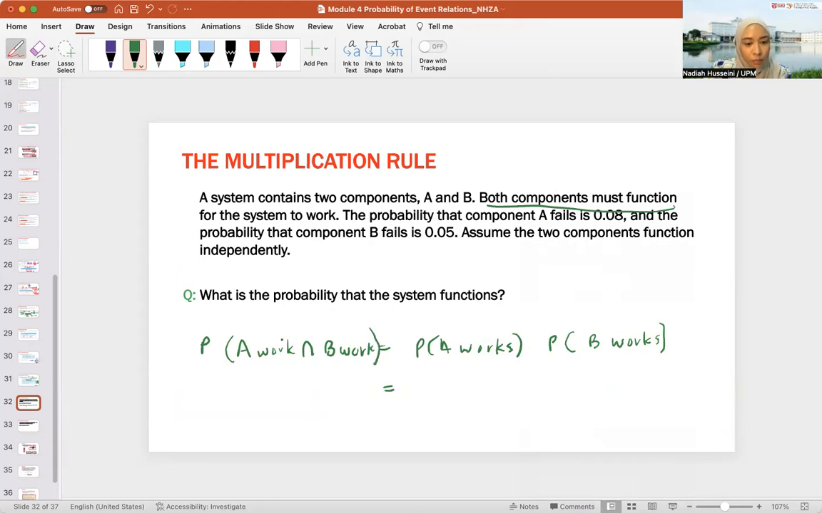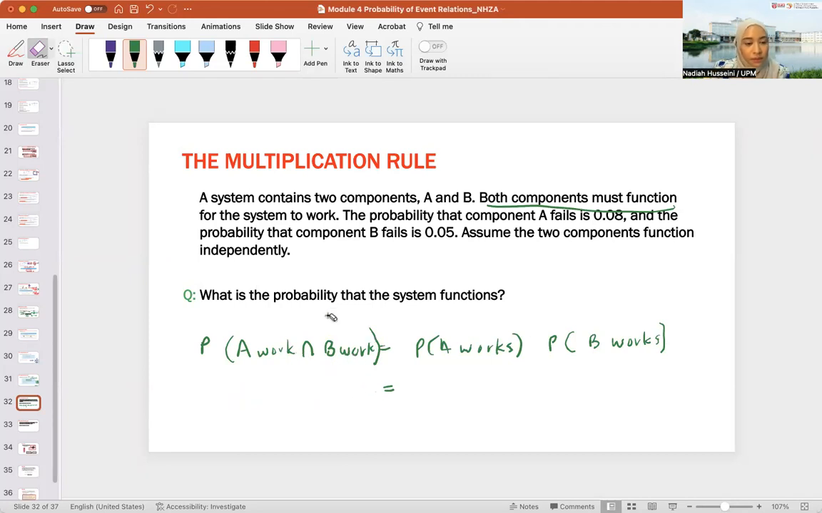So the probability of A works intersect with B works. They both have to work. If I put it like this, A works union B works, it means that either A works or B works or both can work. So it's just one or the other or both. So this is not what I want. I want both of them to work so my system can function. So this does not apply.